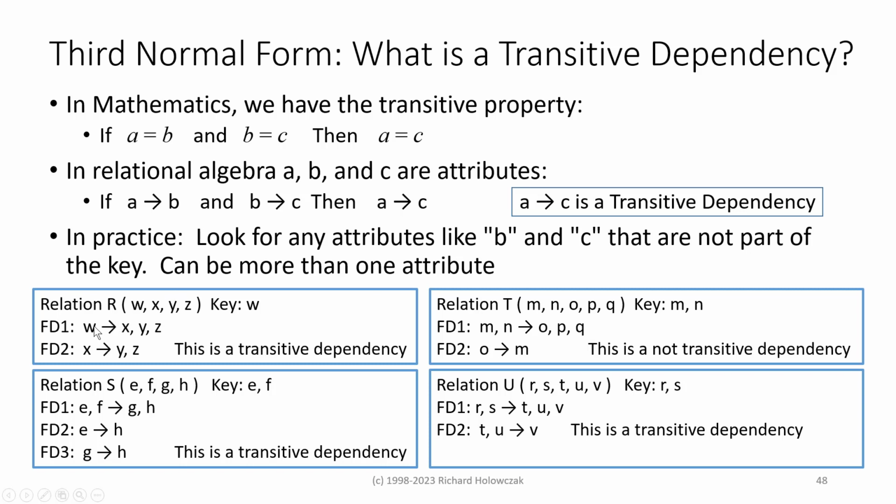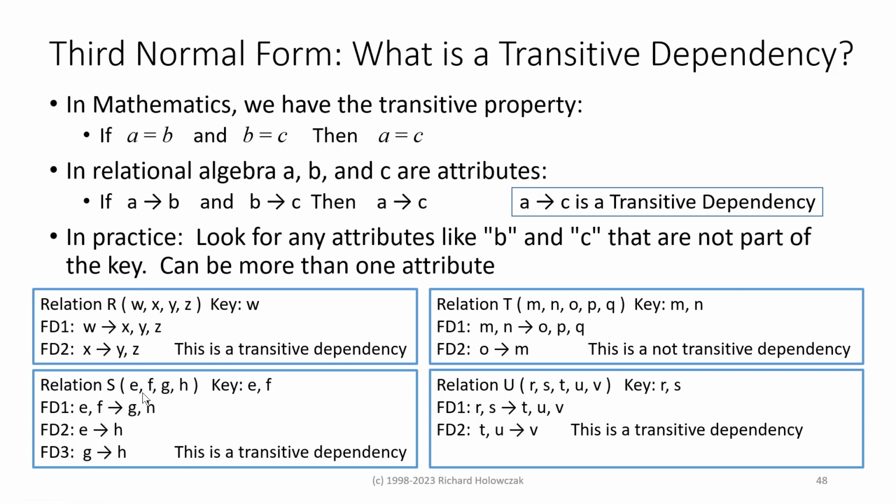So here's an example. Our key is W, and it determines X, Y, and Z, and then we see X determines Y and Z. Notice that all of this action is happening on the non-key attributes. So this is a transitive dependency. W determines X, X determines Y and Z, therefore W determines Y and Z.